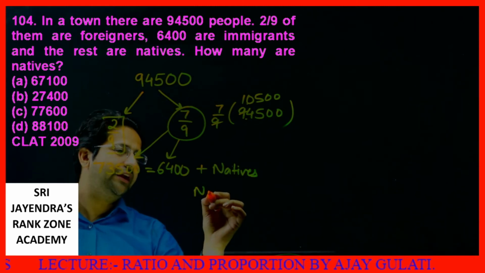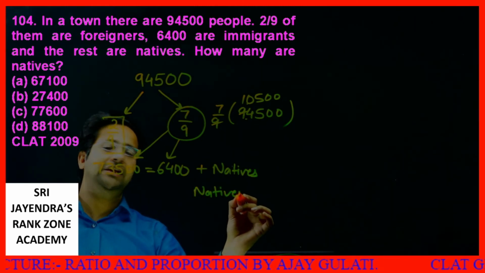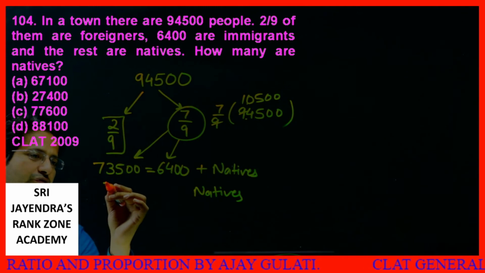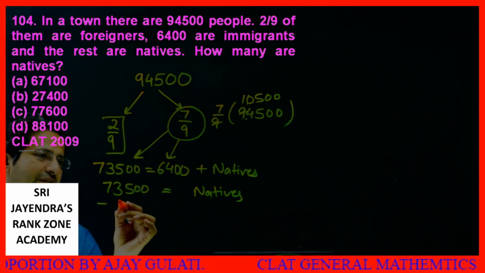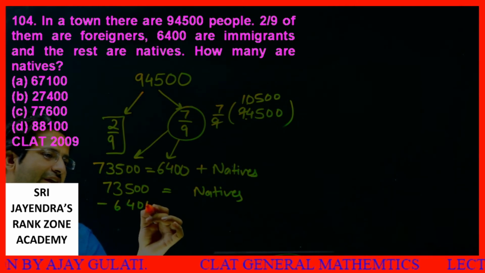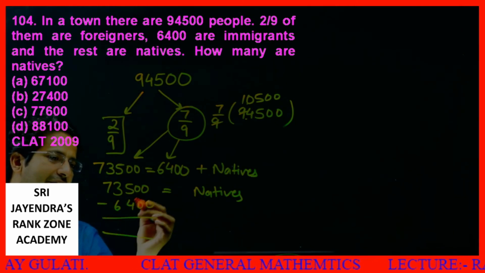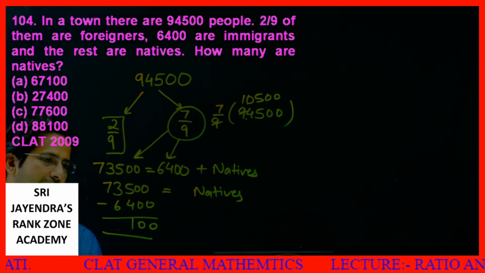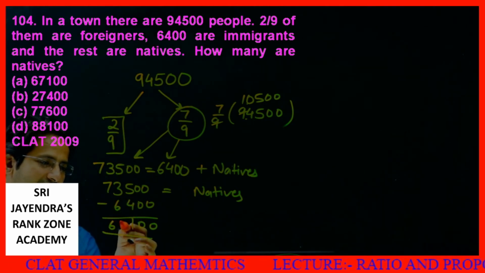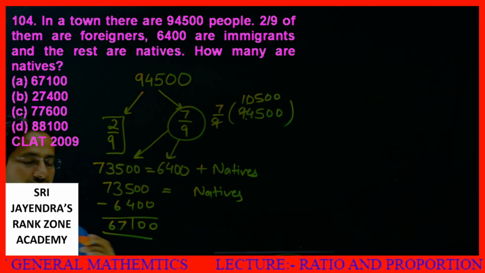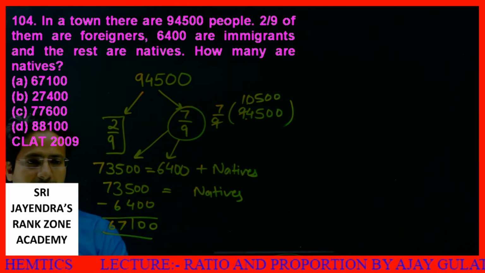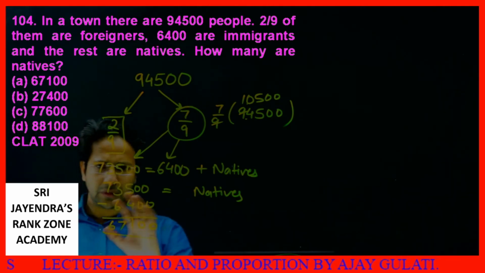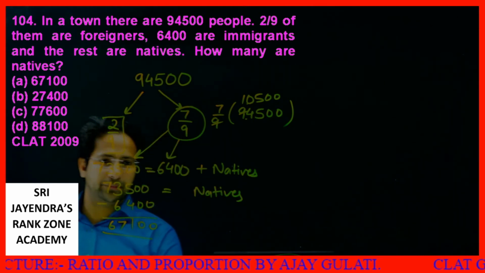So how many natives are there? This is a very easy subtraction. What I'll do, 73,500 minus 6,400. This can easily be subtracted. 500 minus 400, 100. 73 minus 6, 67. So your answer is option A, 67100. I hope it makes sense. It must be clear to all of you. You can copy this if you want to. I'm showing you the next question now.